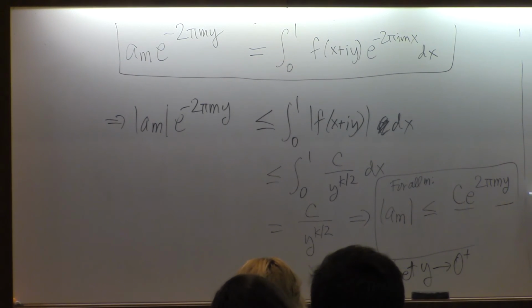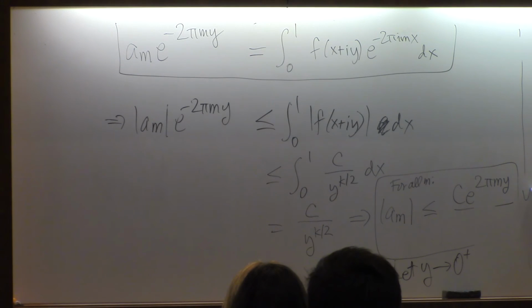So if it's y to the absolute value of k halves. Wait, is that right? 1 over y? 1 over y, and it has to be to the negative. Yeah, because I had a y to the... Yeah, that makes sense, right? Yes.